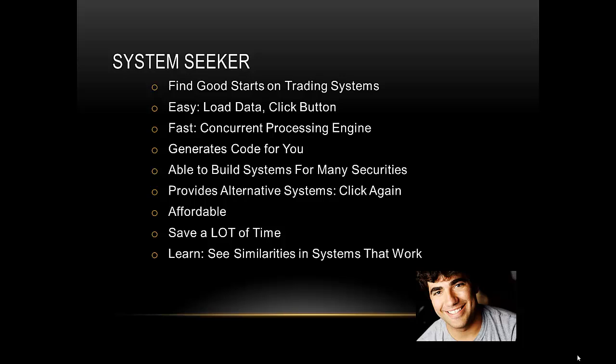So you run System Seeker, you look for a result that's good by doing perhaps multiple runs, then put that to use, and then say, okay, I'd like to have another one, and you go through the same quick click process and find another one that looks good, that's a bit different, and then you can have multiple different alternative systems for a security, or also across many securities.